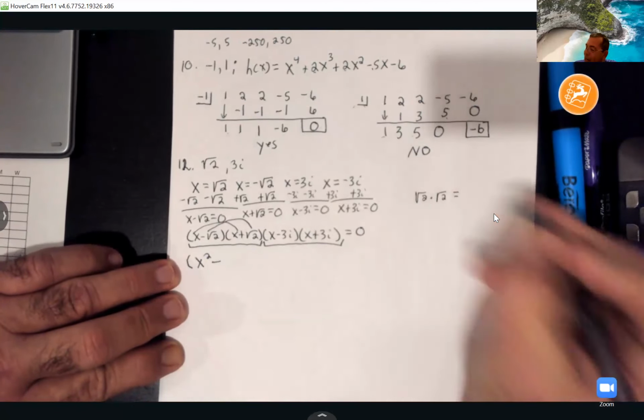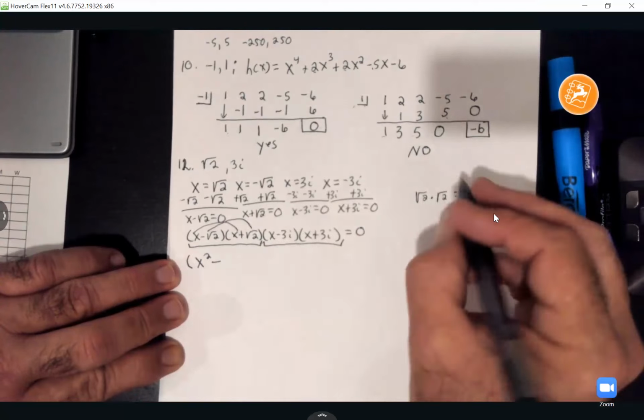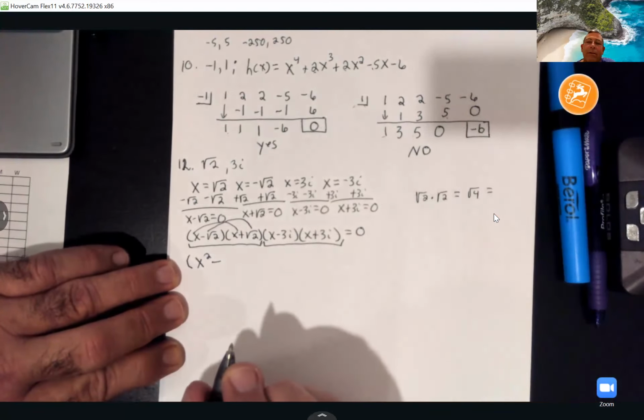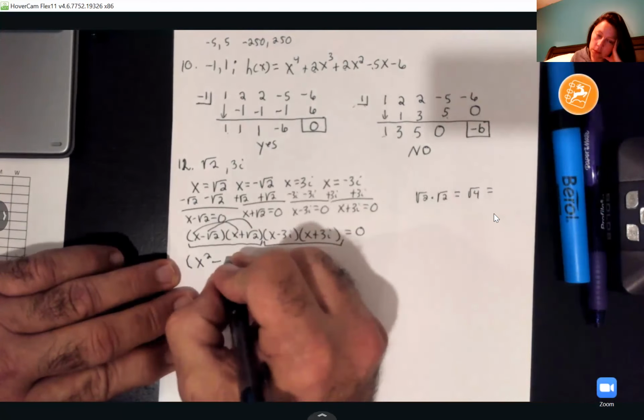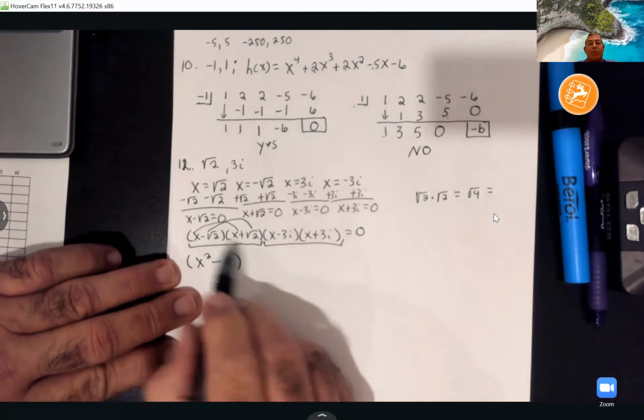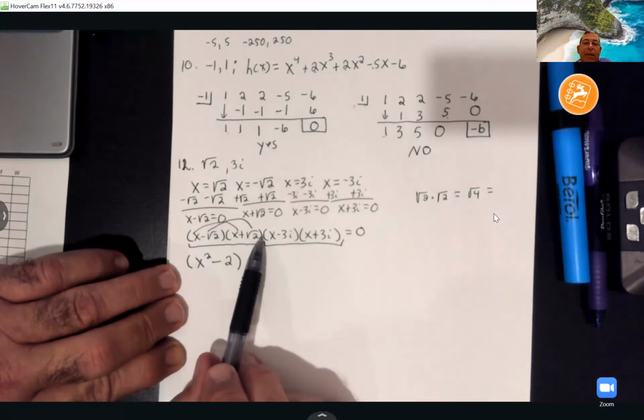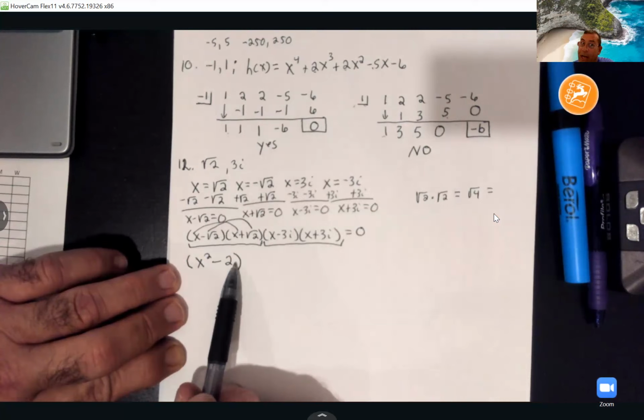So what does the square root of 2 times square root of 2 give you? And y'all can even ask your calculator that. 4, so that would be a square root of 4. So what's the square root of 4? 2. So this will give me x squared minus 2 in the first parentheses. So y'all remember that when you multiply a radical times itself, you get that number that was under that radical, okay?